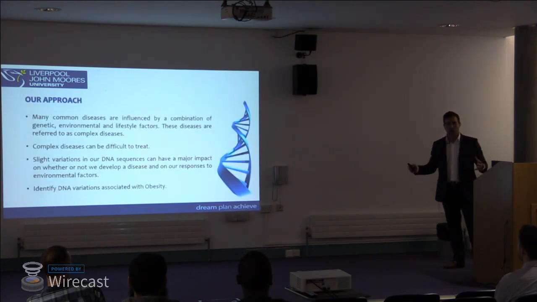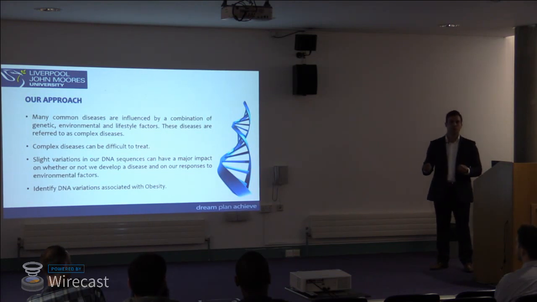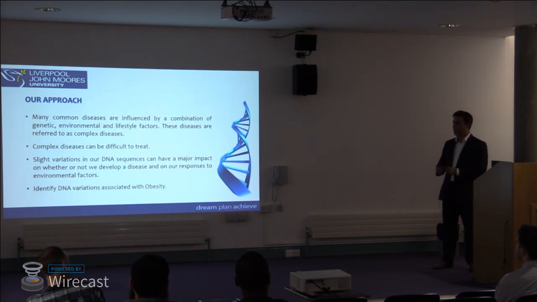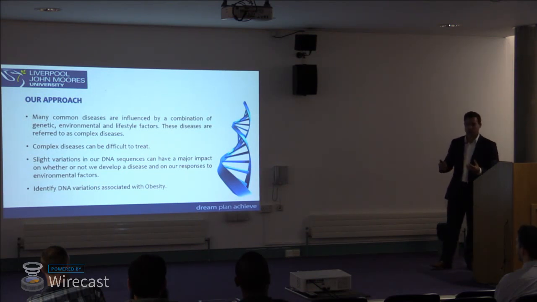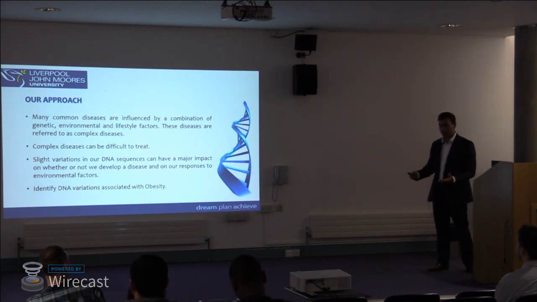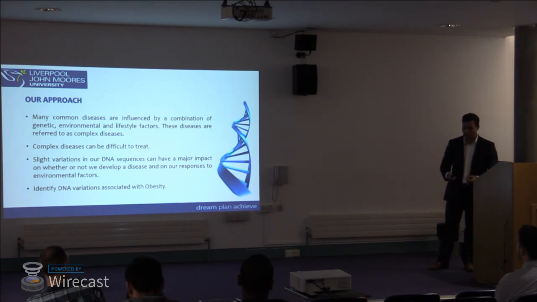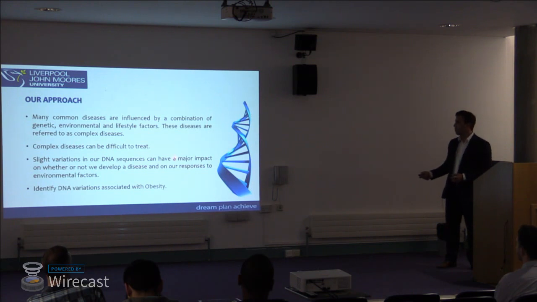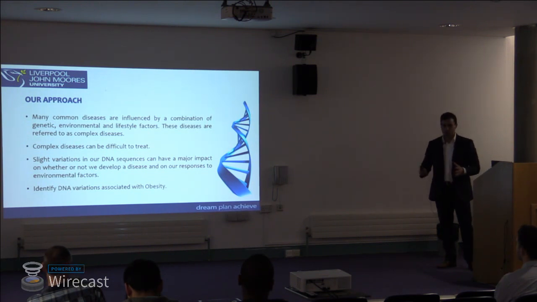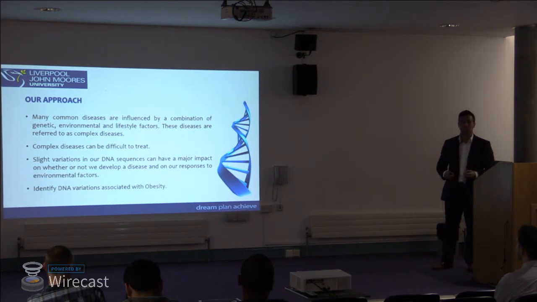Okay, so as many common diseases, obesity is influenced by a combination of multiple factors, including genetics and environmental lifestyle factors. That's why we refer to obesity as a complex disease, and so it could be difficult to treat. But the question now is, how do we measure the genetics of obesity? We can monitor the amount of exercise we perform, we can control the amount of food we eat, but how do we know if someone has a predisposition to the development of obesity? Well, according to experts in genetics, slight variations in our DNA sequence can have a major impact on whether or not we develop a disease. And for that reason, I will try to identify DNA variations associated to obesity.